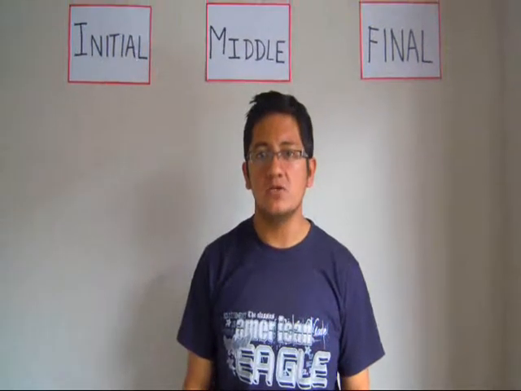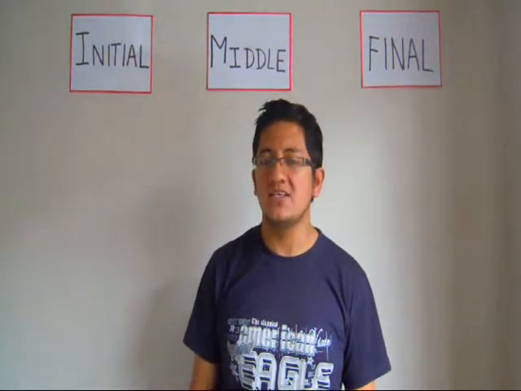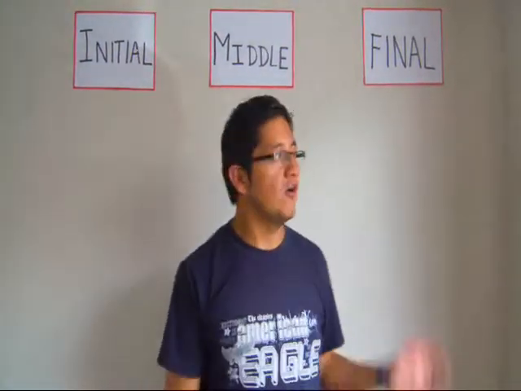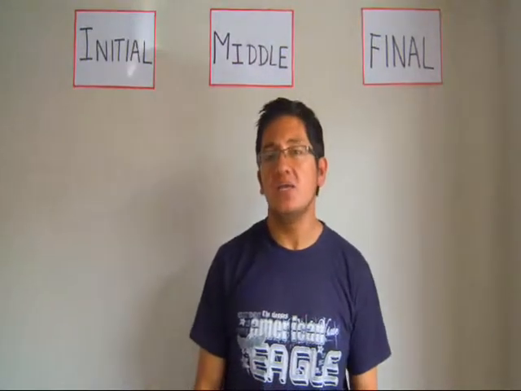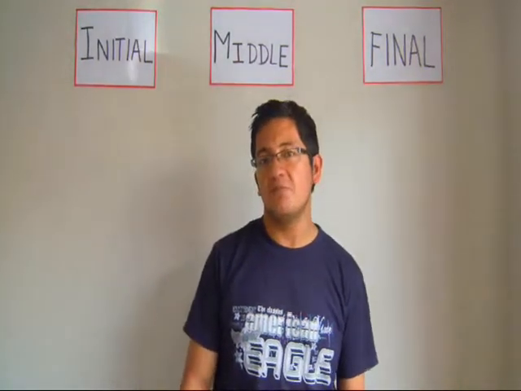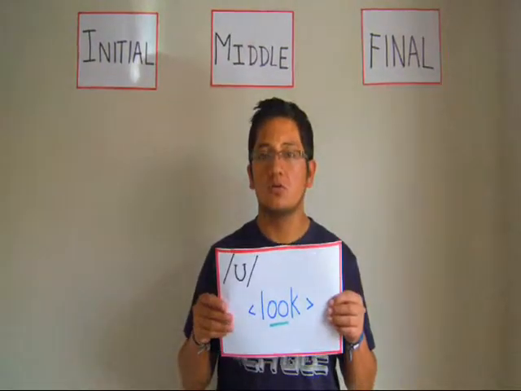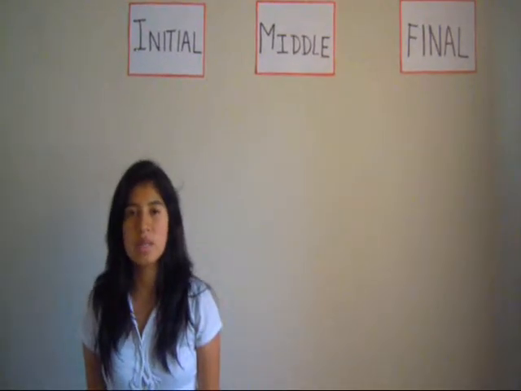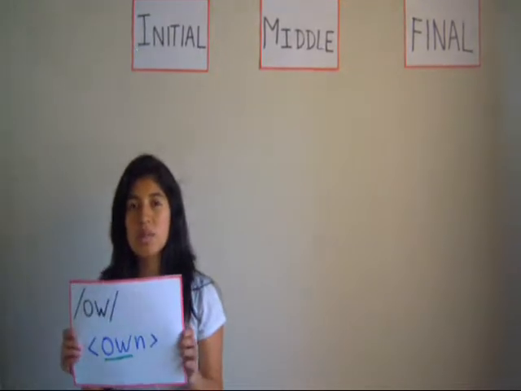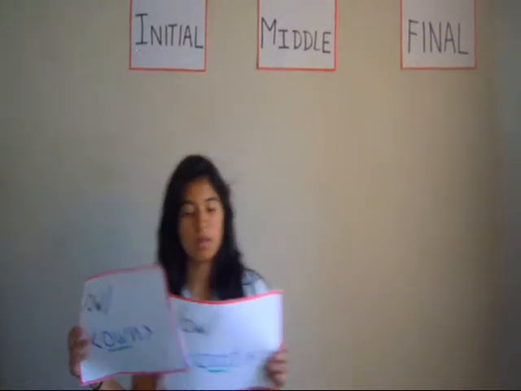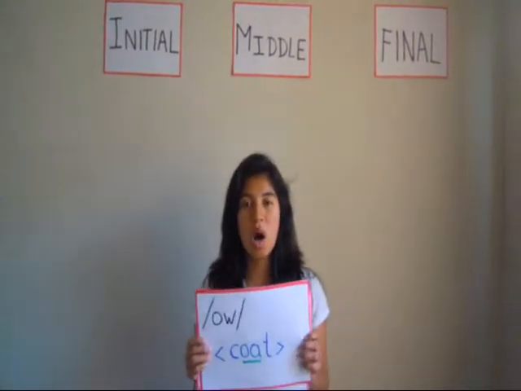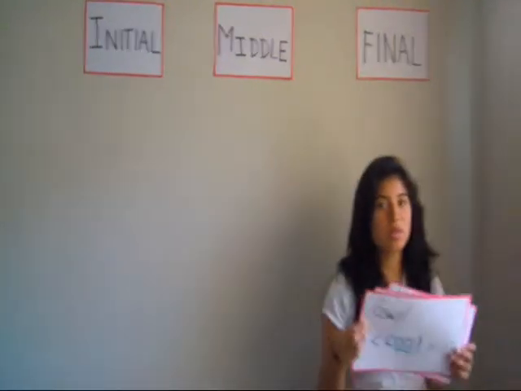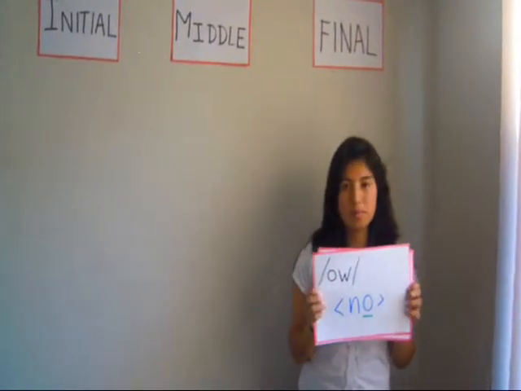The next sound is U. This sound doesn't exist in initial position or final position, but in middle position we have the example look. The next sound is on. In initial position, on. In middle position, coat. And in final position, no.